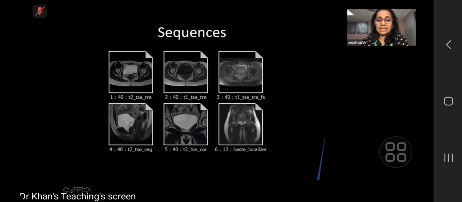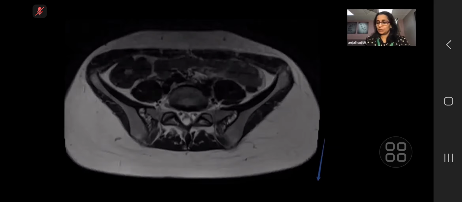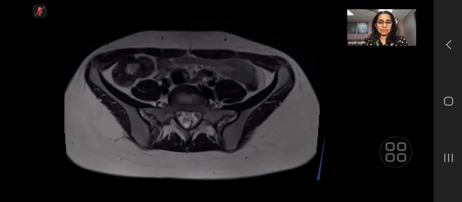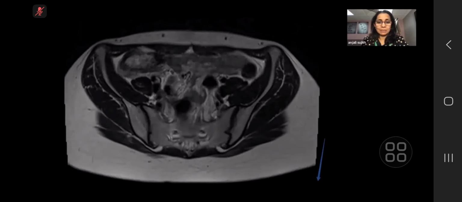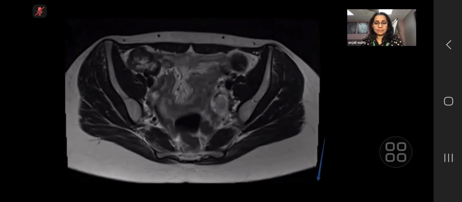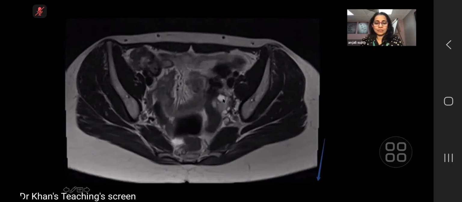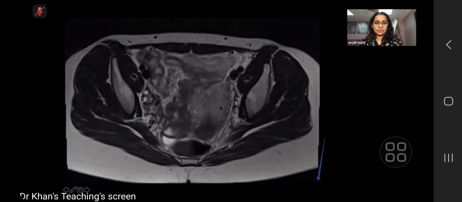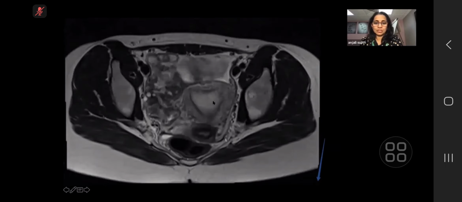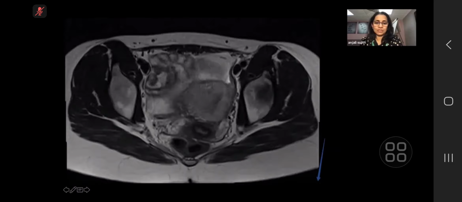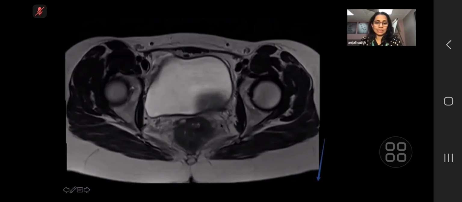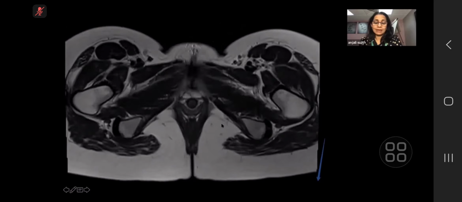So these are the basic sequences that we do. Depending on the pathology, we might add pre and post contrast sequences and the diffusion weighted and ADC maps. We are now starting with the T2 axial of a normal MRI pelvis. As we come down, we can see the left ovary. We can see a normal right ovary. You can see the uterus coming up with the endometrium, junctional zone, and outer myometrium. This is the cervix. There are small Nabothian cysts there. So this is a normal T2 axial.